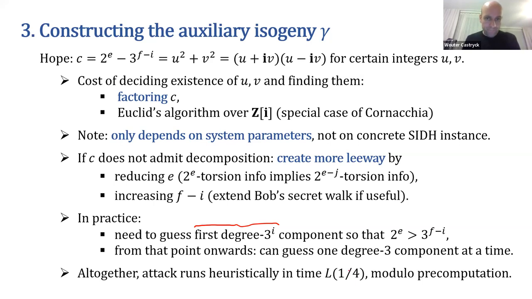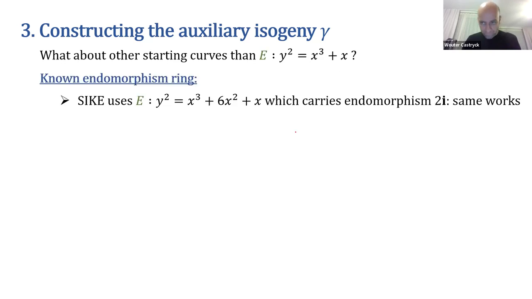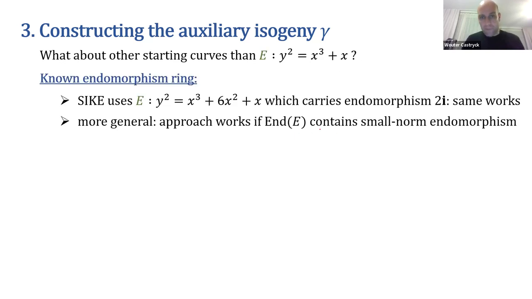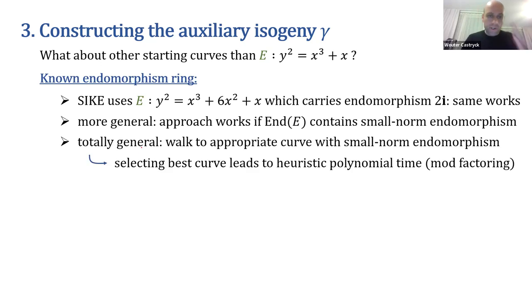But you can tweak this idea. Instead of working with I, you can work with other small norm endomorphisms. And then you can play the same game. And you can use known algorithms. As soon as you know the endomorphism ring of the starting curve, there are known algorithms to walk to appropriate curves with small norm endomorphisms. And so if it doesn't split as a sum of two squares, maybe you can write it as u squared plus 2 times v squared, and then you walk to a different curve. Maybe you can write it as u squared plus 3 times v squared, you walk to yet another curve, and so on. And so if you play this game, you end up with an algorithm that runs in heuristic polynomial time, but again, modulo this factoring.